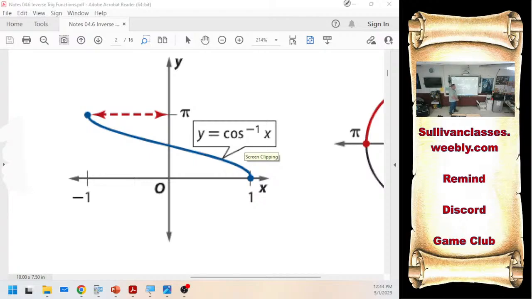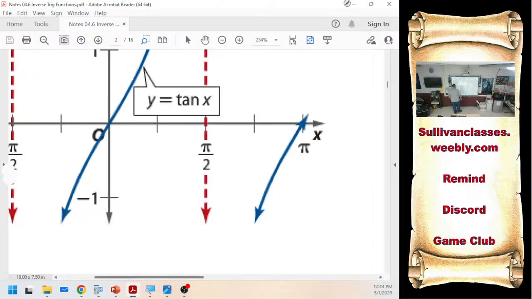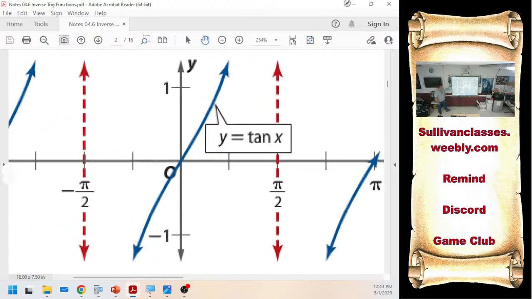So, what about tangent? Look at your tangent values. You just restricted by the asymptotes. Yeah. Right? We had asymptotes, because tangent takes off to infinity. Cosine and sine take off into infinity, right? No, they bounce between -1 and 1.